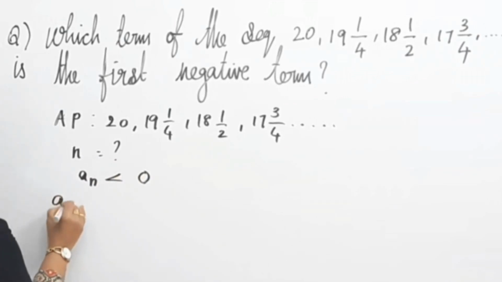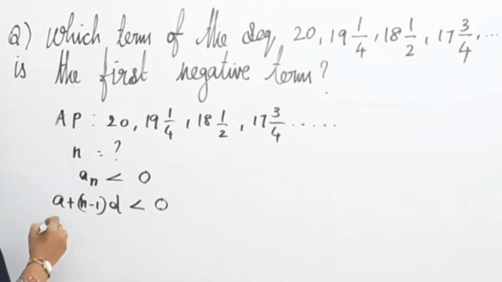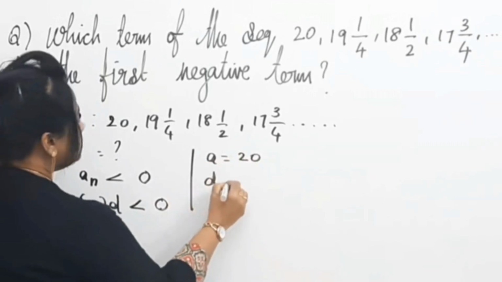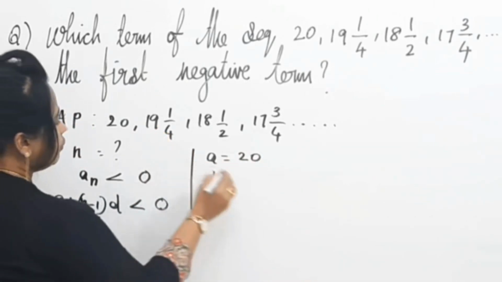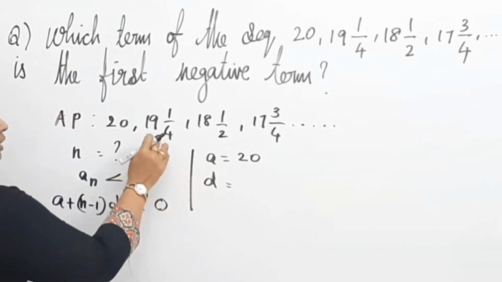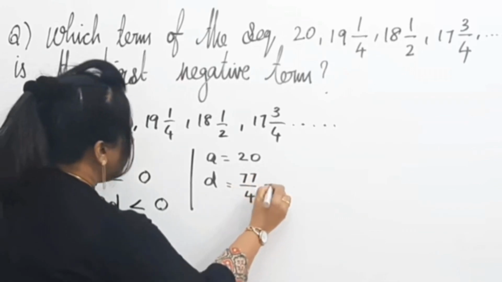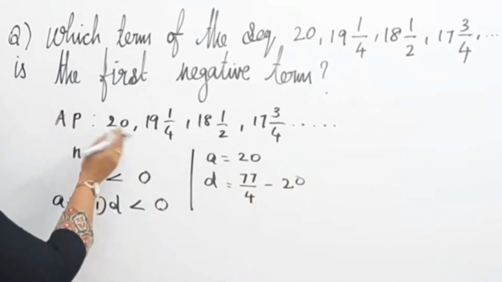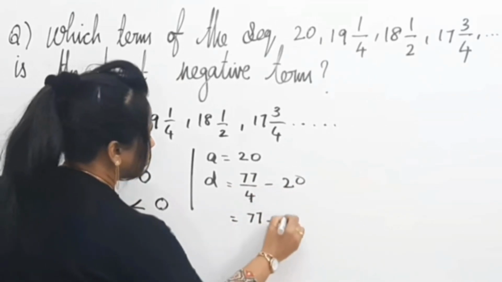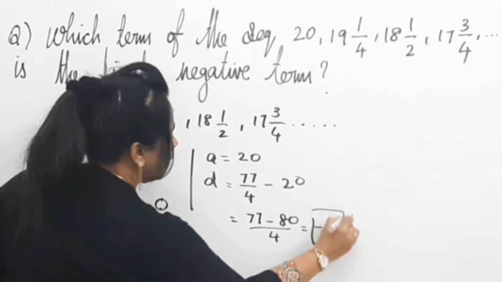Negative number, they have specifically mentioned here, means an must be less than 0. So what is an? a plus n minus 1 into d is less than 0. So what is my a? Let me find it out. a is equal to 20 and d is equal to 19 1/4 minus 20, that is 77 by 4 minus 20. Hope you understand how to get the d here. 77 minus 80 divided by 4, that's equal to minus 3 by 4, which is my d.